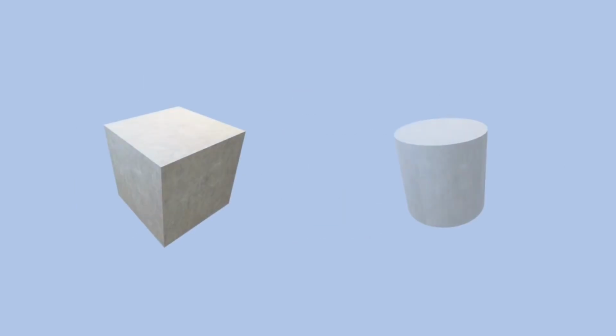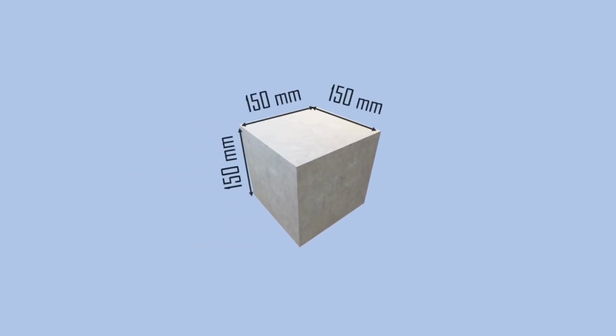Generally, specimens shaped as cube and cylinder are used for testing the compressive strength of concrete. The standard size of a cubical specimen is 150 mm by 150 mm by 150 mm, while the cylindrical specimen is 150 mm in diameter and 300 mm in length.